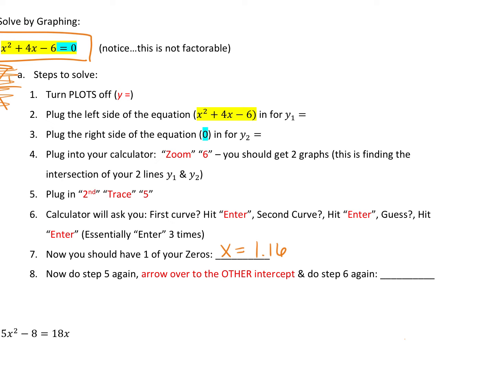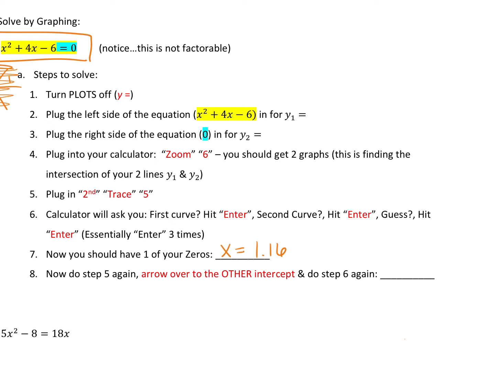Second, trace. Really what we're doing is calculate, right? Second, calculate, but it's the trace button. What number? 5. Now, if you just hit enter, enter, enter again, it's going to give you the exact same one because of where we're sitting.